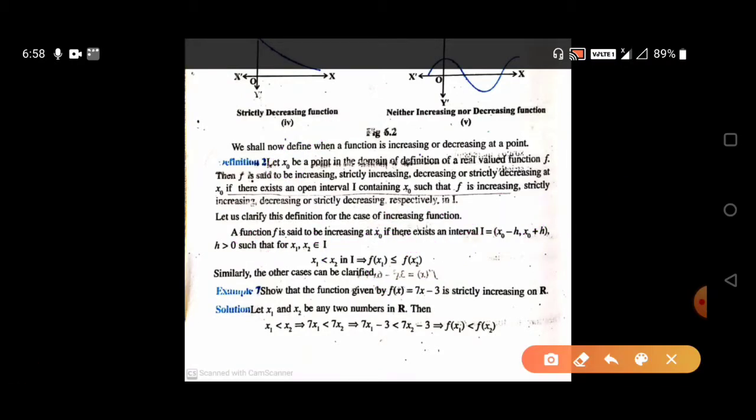Here it is given, a function f is said to be increasing at x naught if there exists an interval I, where the interval I will be the open interval x naught minus h, x naught plus h, h greater than 0, such that for x1, x2 belonging to I. Here h is a very small number and we will consider the interval like this. If this is the point x naught, then this point will be x naught minus h and this point will be x naught plus h.